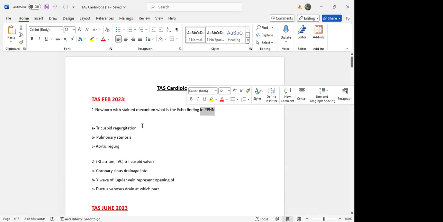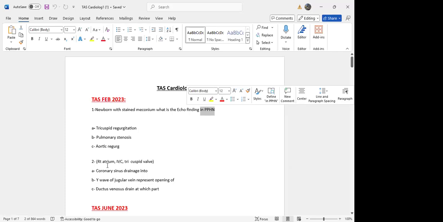Because in PPHN, the blood flow in the lung, the pulmonary blood flow, is not moving to the lungs, okay? Because you have a hindrance, a severe pulmonary hypertension, you have vasoconstriction over there. So when it cannot move in the forward direction, it is going to go in a backward direction. That is why we are going to find tricuspid regurgitation in this case.